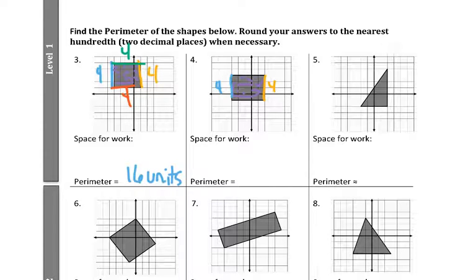And I've got, it looks like, 5 across the bottom and a length of 5 on top. So when I add all of those numbers together, I end up with a total perimeter of, let's see, 4 plus 4 plus 5 plus 5. So that would be 8 plus 10, 18 units in length.